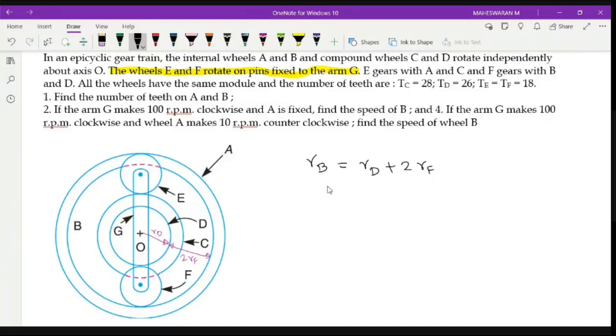Any doubt on this? Yeah. Which means I can write it in terms of T. TB is equal to TD plus 2 times TF. TD is mentioned here, which is 26, plus 2 into TF. TF is 18. So what will be your TB? 62. So we are getting 62. Good. So now B is over. What about A?